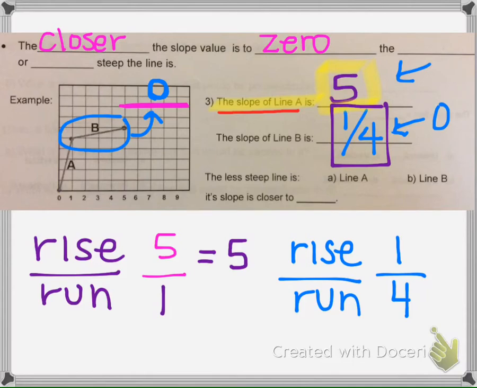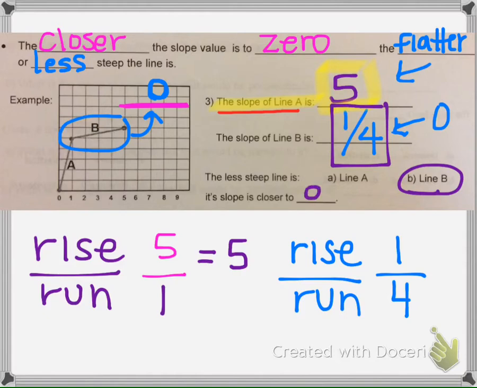So the closer the slope is to 0, the flatter or less steep the line is. So the less steep line is B. Its slope is closer to 0.